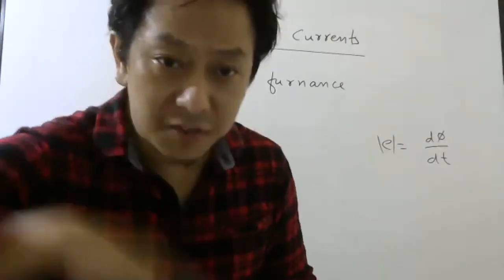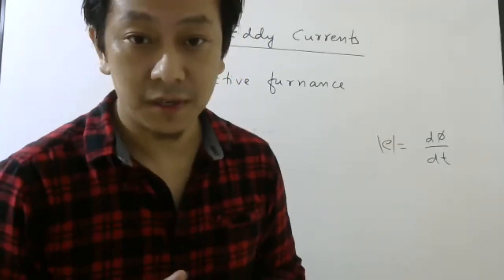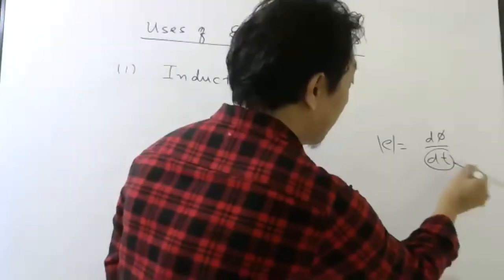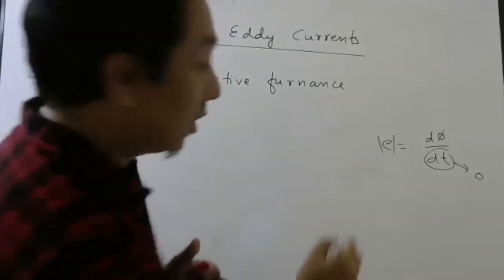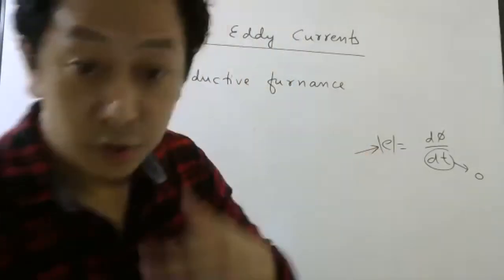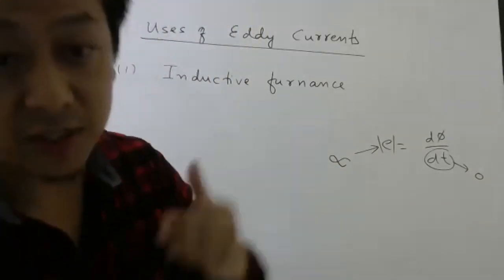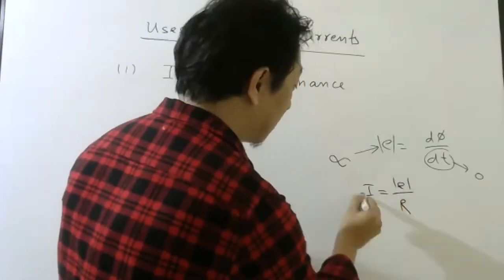If you change the flux very quickly, time taken to change will be very small. So if time taken is very, very small, your EMF will be very, very large. And if your EMF is very, very large, current produced will be very, very large.